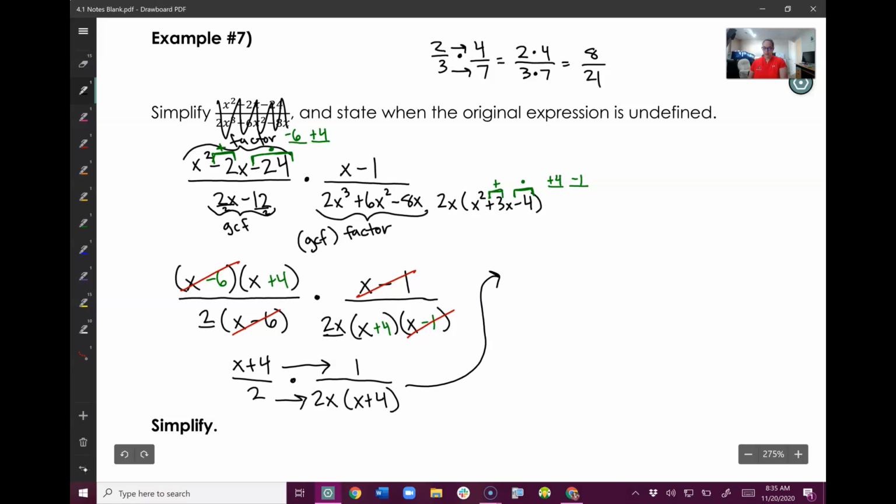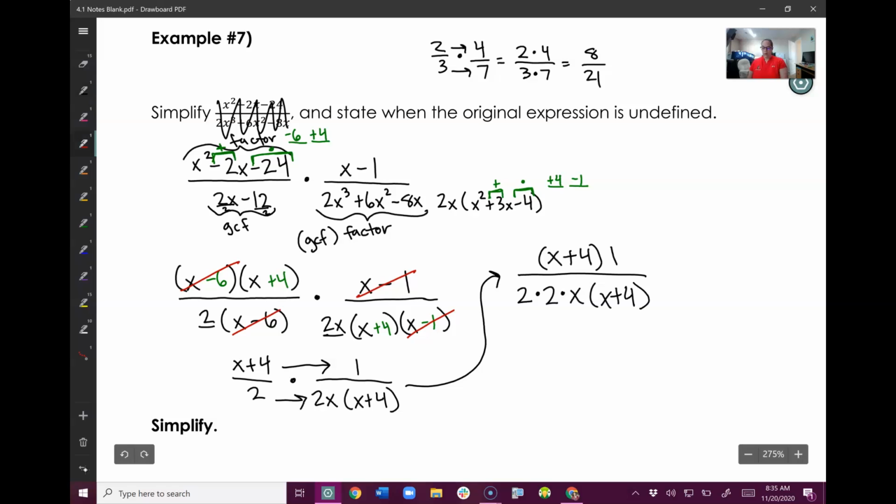So we have an x plus 4 times 1. So normally we would write it x plus 4 times 1. But we don't really need the 1 there. We'll keep it there just because. And then we have a 2 times a 2 times an x plus 4. We just multiplied straight across.